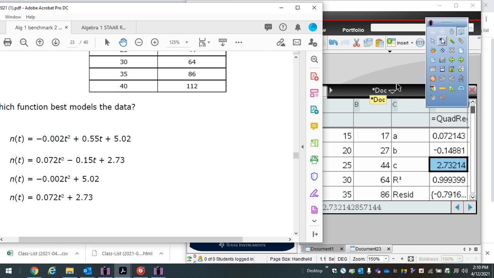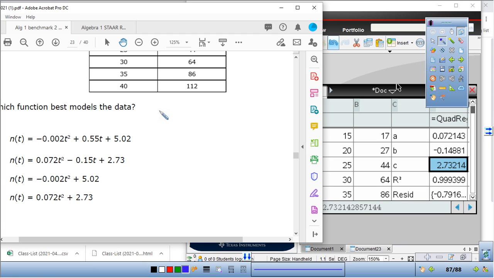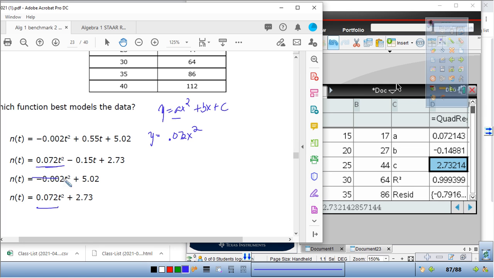Okay, now I guess I needed to put them all. So if you look at this one, remember the format is y equals ax squared, standard form, plus bx plus c. In this situation, a is negative, 0.07 x squared, something like that, 0.72. So both of these are good. This one's out.